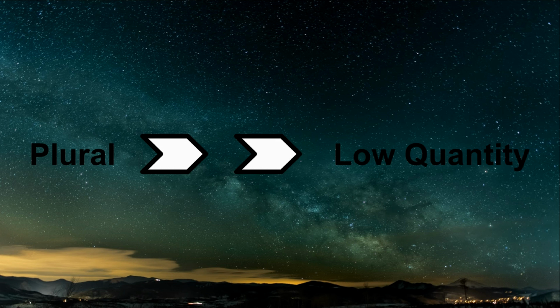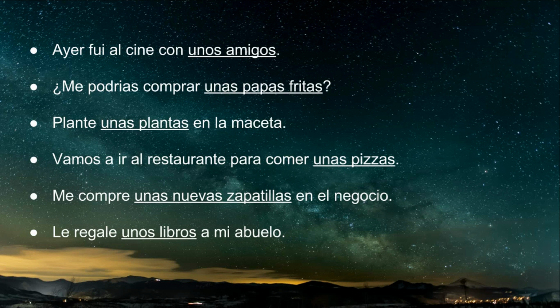It's the same concept. Now, a few examples. Ayer fui al cine con unos amigos. ¿Me podrías comprar unas papas fritas? Planté unas plantas en la maceta. Vamos a ir al restaurante para comer unas pizzas. Me compré unas nuevas zapatillas en el negocio. Le regalé unos libros a mi abuelo. Notice here again, the noun is either masculine or feminine, and because of that, the article is either unos or unas. So you can play around with this a bit.